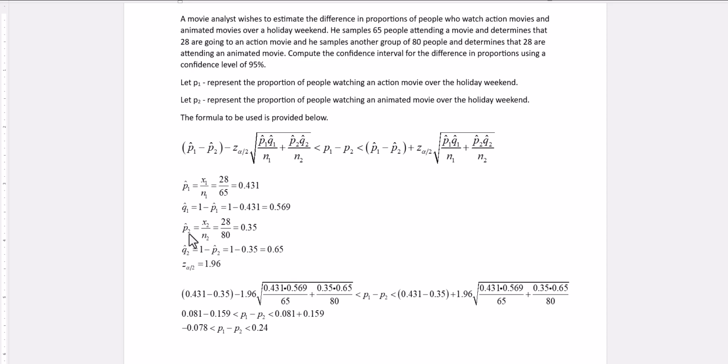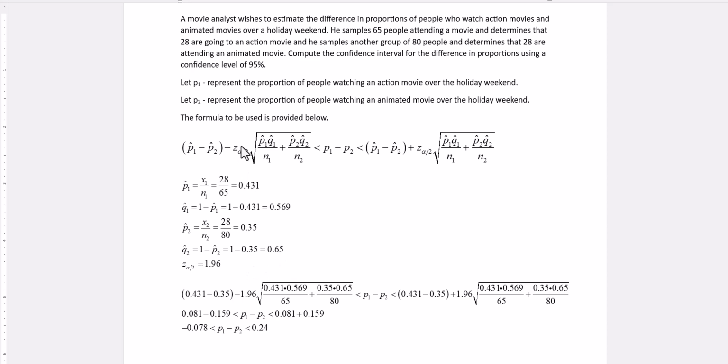P hat sub 2 is the sample proportion of those individuals who are watching the animated movie. That's 28 out of 80, 0.35. Q hat sub 2 is 1 minus P hat sub 2. 1 minus 0.35 is 0.65.